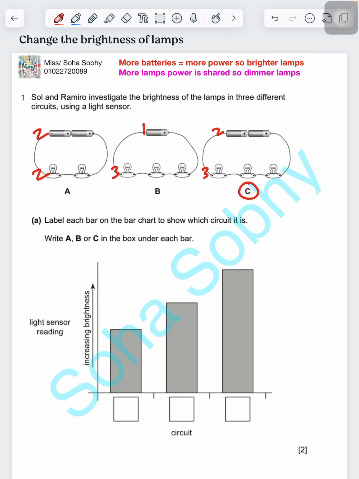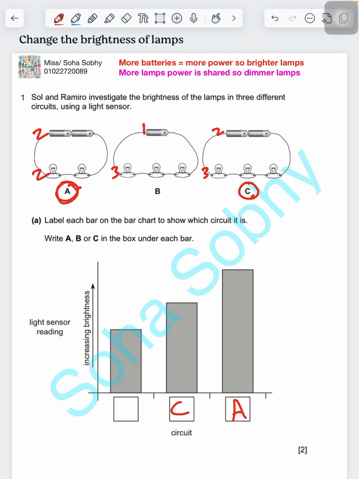Let's compare C with A because they have the same number of batteries or cells. As you can see, here C has more lamps than A. As we said, more lamps, power is shared, so lamps are dimmer. So lamps at A is brighter than C. So the brightness of A is the highest one. So here I will write A.